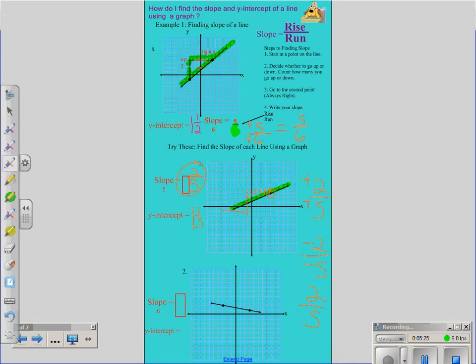On our last example, I want you to go ahead and pause the video and see if you can do that on your own. I notice this time it is going down, but you're just going to be counting the same.